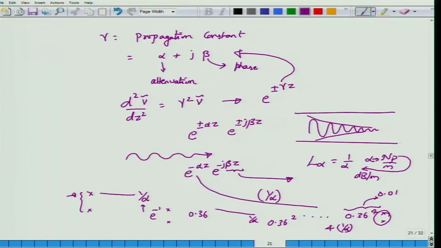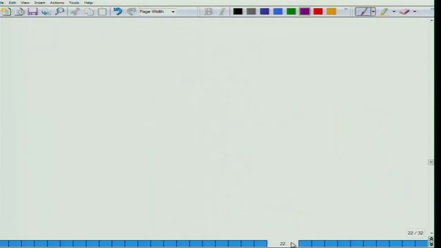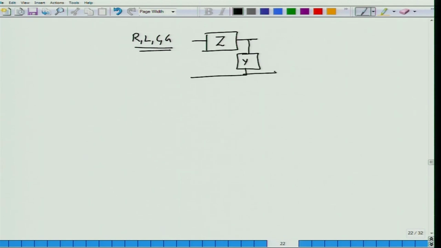To summarize what we just did, we considered a more general transmission line wherein we had R, L, C and G, all terms related to the transmission line were present. It resulted in the transmission line having a unit cell with a series impedance Z and a shunt admittance Y. Y was given by G plus j omega C, Z is R plus j omega L, and gamma square was Z into Y, which is R plus j omega L into G plus j omega C.